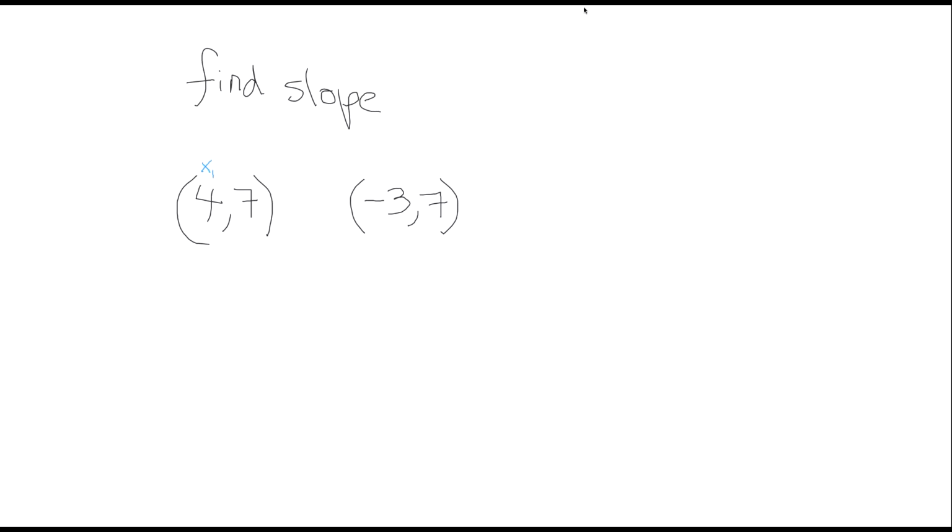Y2 minus y1 over x2 minus x1. Same thing you said, except switch. You do your y2 minus y1 first. So y2 minus y1 over my x2 minus x1.